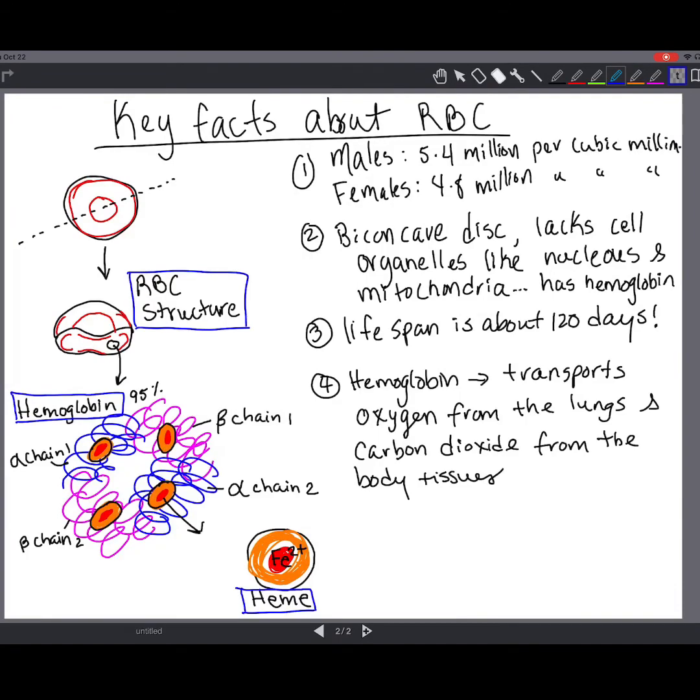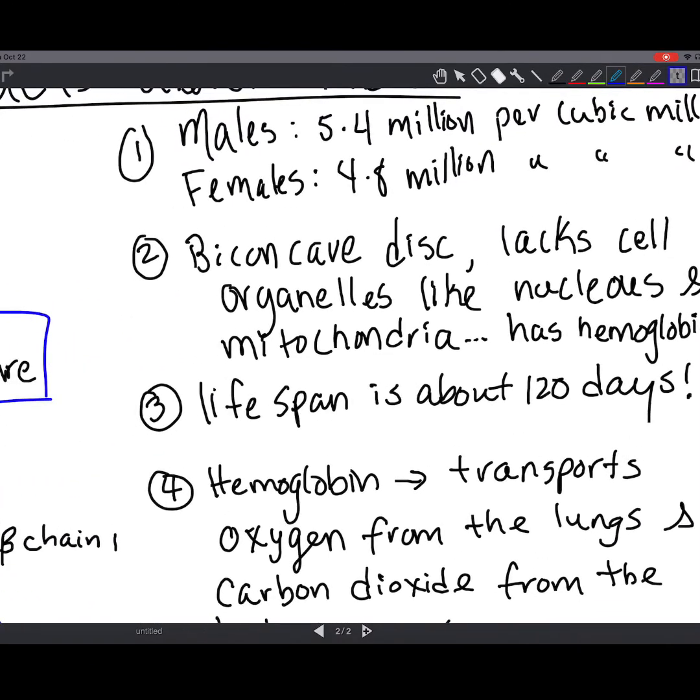So some key facts about the red blood cells is that males have more red blood cells on average than females. As you can see, males have approximately 5.4 million cells per cubic millimeter versus females that have 4.8 million. In terms of the shape of these cells, they have a biconcave shape. These cells also lack organelles like the nucleus and the mitochondria, and therefore these cells cannot replicate themselves during the process of mitosis. So they don't undergo mitosis, that's what I'm trying to say. And they lack mitochondria so that they don't take up the oxygen that they are transporting.